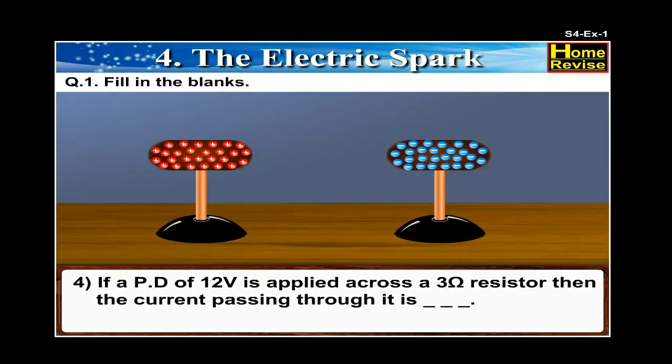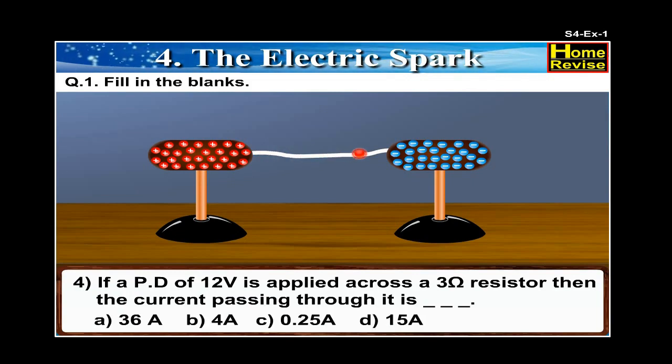4. If a potential difference of 12 volts is applied across a 3 ohms resistor, then the current passing through it is dash. Your options are A. 36 amperes, B. 4 amperes, C. 0.25 ampere, or D. 15 ampere. The answer is, if a potential difference of 12 volts is applied across a 3 ohms resistor, then the current passing through it is 4 amperes.